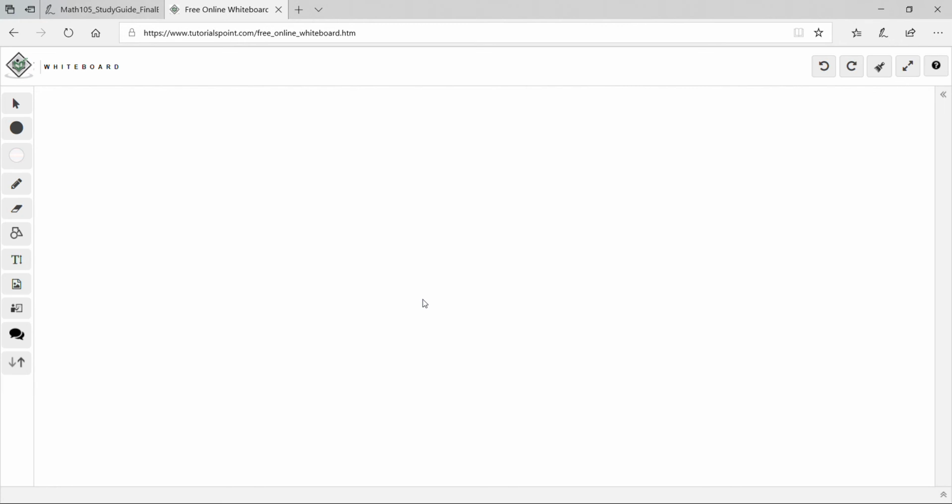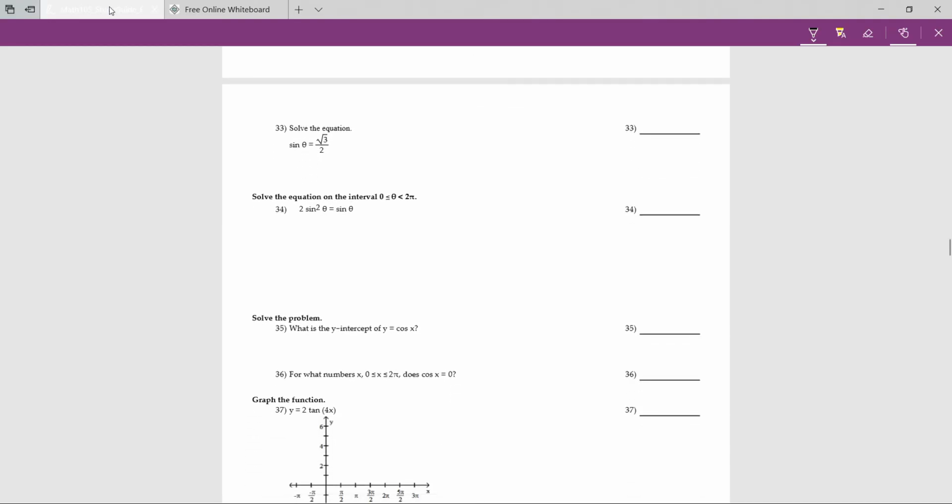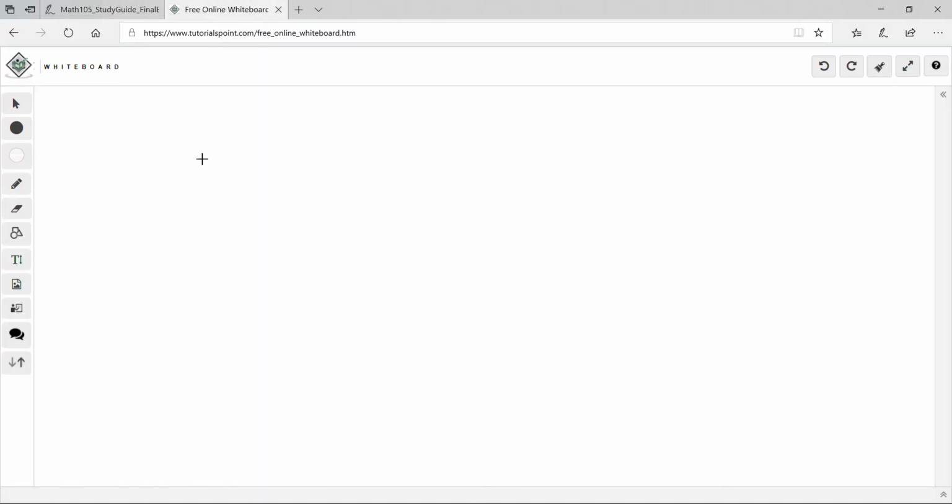So 34. Solve the equation in the interval of theta from 0 to 2 pi. So we're given 2 sine squared theta equals sine of theta. And our boundaries are theta from 0 to 2 pi. So basically you're going around the unit circle just once.